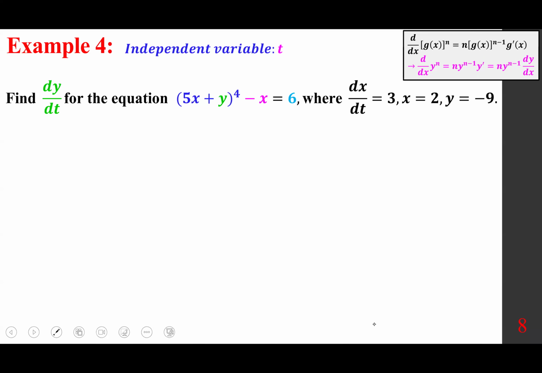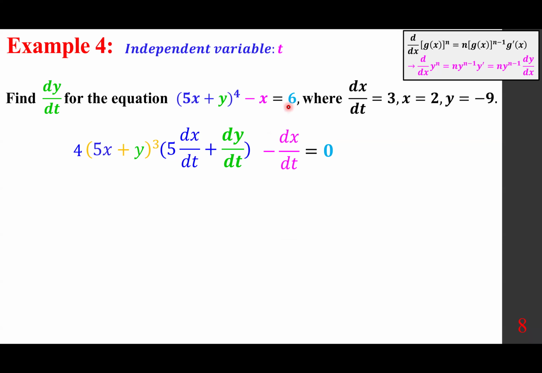Find the dy/dt for this equation, (5x + y)^4 - x = 6. And the moment you see the dy/dt, you recognize t as the independent variable. Therefore, this becomes, using the extended power rule, 4 times the same thing to the power of 3. Now, the derivative of the inside, g prime of x in essence, this is 5 dx/dt plus dy/dt minus x is dx/dt, and any number results in 0. And this is it. We're done with calculus.